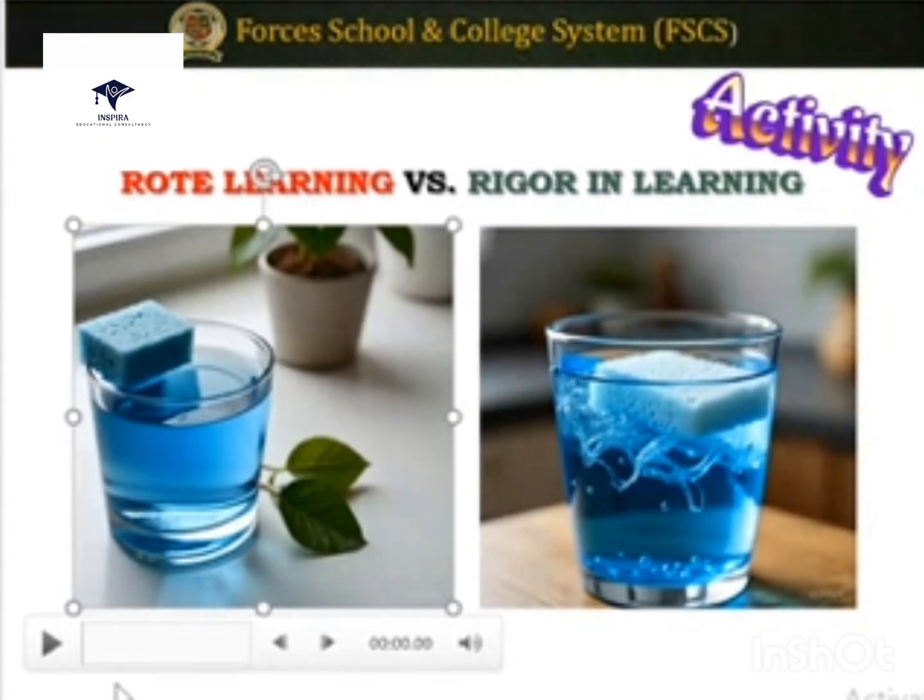ऐसे ही है, जब आप सरफेस पे रखेंगे तो वो सिर्फ एक few drops को लेगा. बिल्कुल ठीक. But when the sponge is dipped fully into the water, it soaks up everything. This shows the difference between surface level learning and deep, meaningful learning. Rote learning is like staying on the surface, and rigor learning is like going deep where real understanding happens.